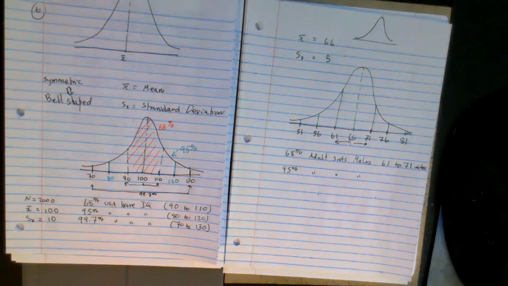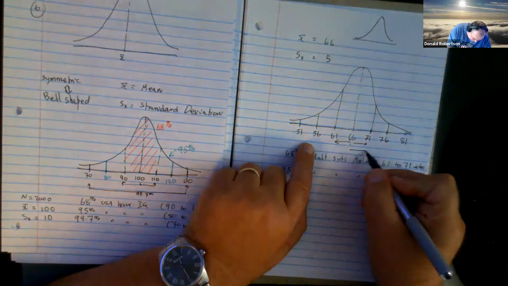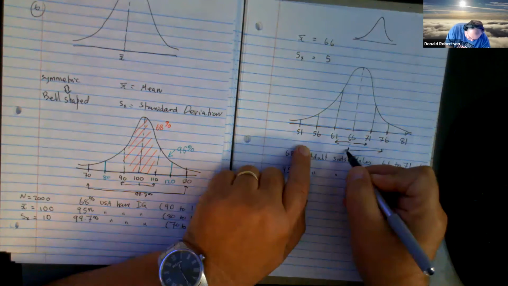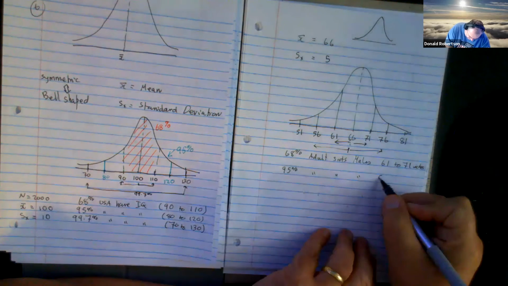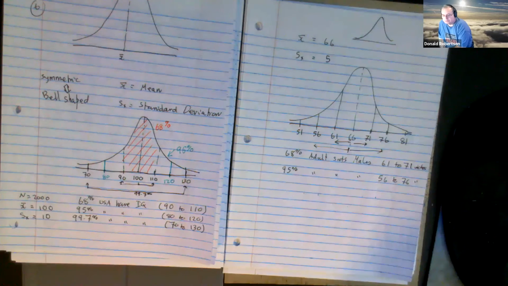56 and 76. Right, so you would go 2 standard deviations from the mean. So that would be 56 to 76. So wouldn't that pretty much be almost all Scotsmen, right? 95% of them, not everyone, of course.